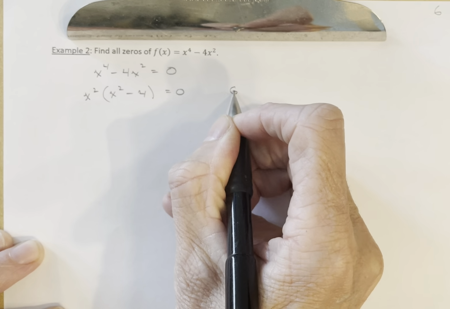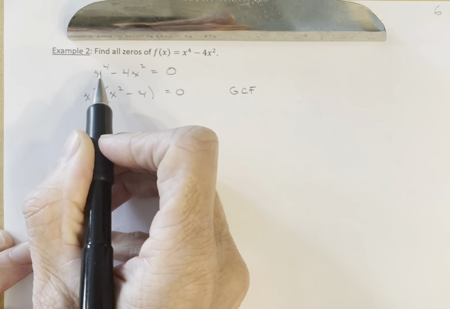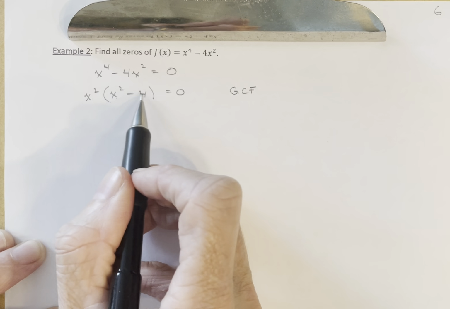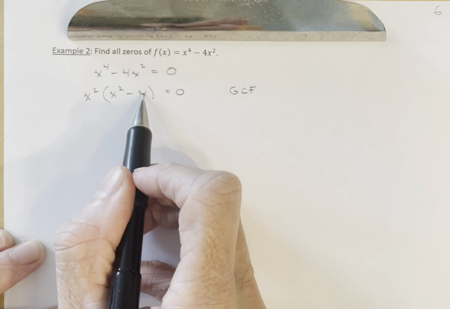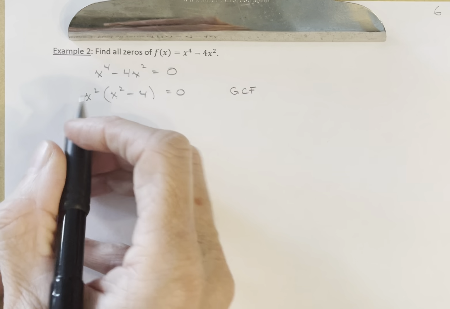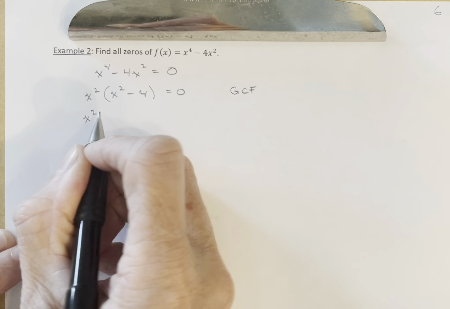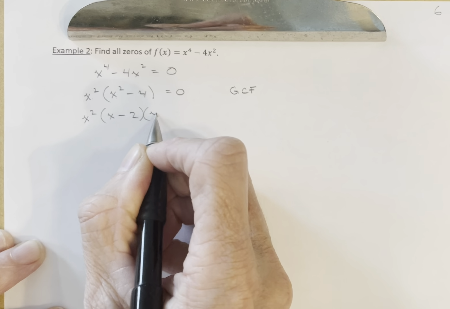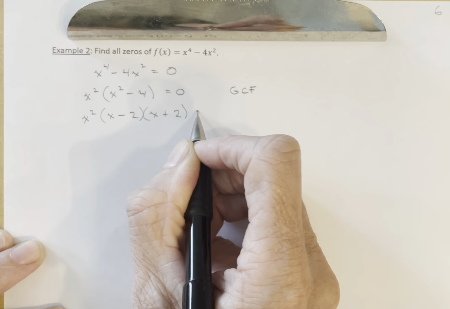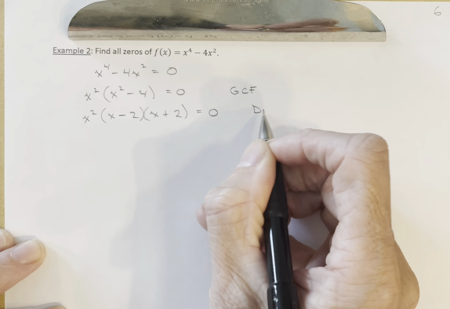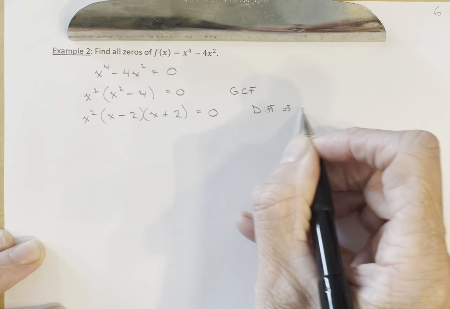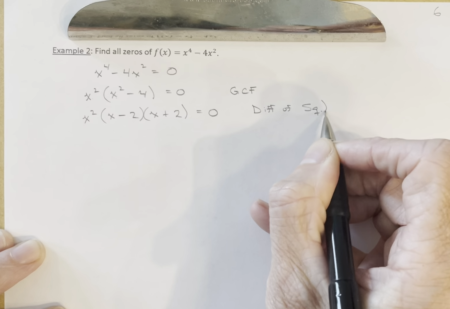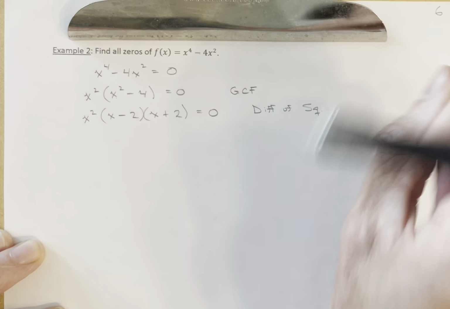So this is factoring the greatest common factor, our greatest common factor of x squared. And then this here is a difference of squares. If you want to continue to factor it, so this is x squared times x minus 2 times x plus 2 is equal to 0. Okay, so we just did a couple of different factoring techniques there.